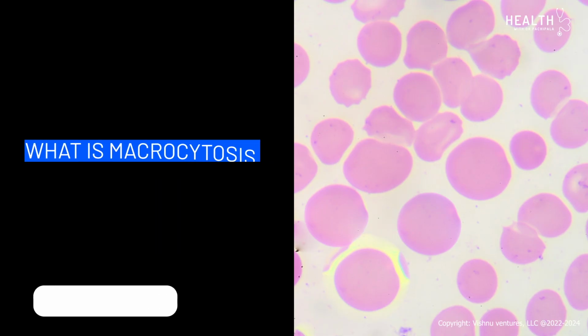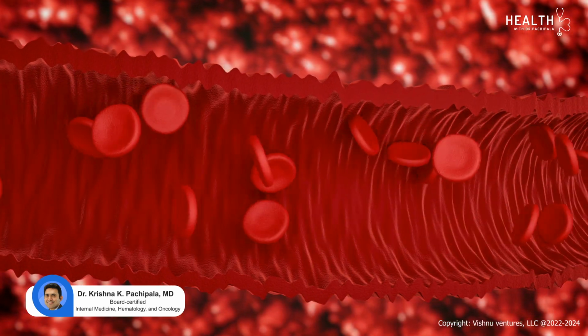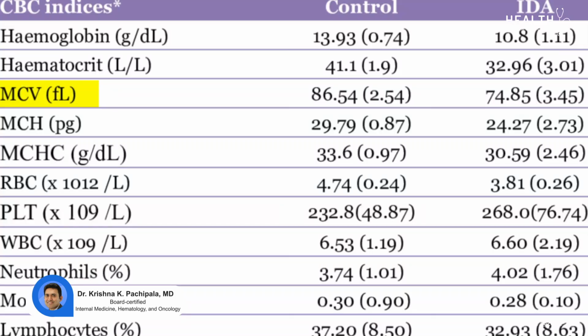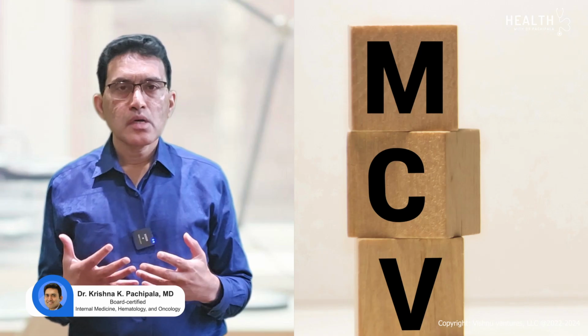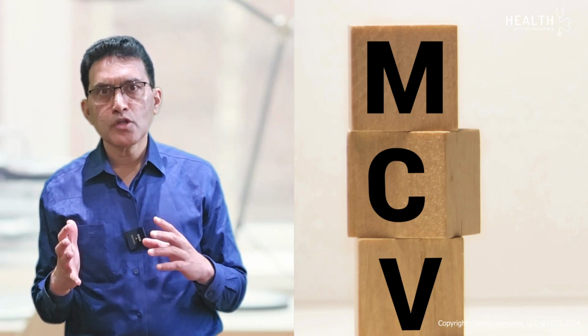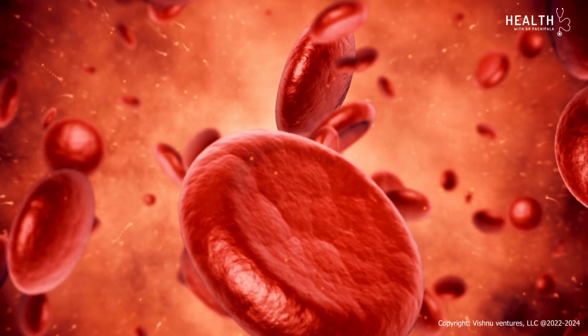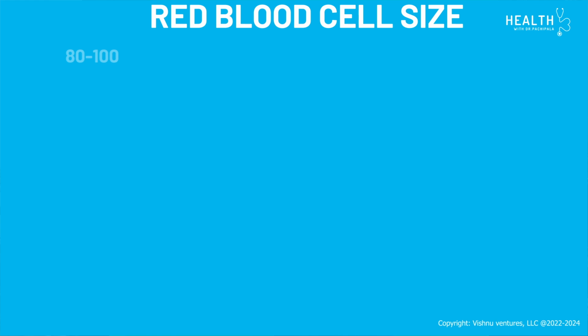So let's discuss a condition called macrocytosis. So what is macrocytosis? We all have red cells in our blood, which give a red color to our blood. If you look at the blood test report and you look at what is called MCV, which is mean corpuscular volume, this gives an indication as to the size of the red cells. A normal person has an MCV of 80 to 100.